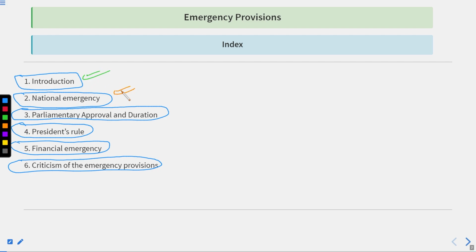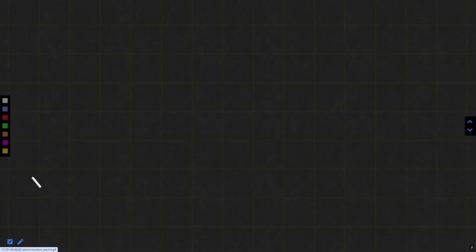We have been discussing the national emergency since the last lecture. The topics we haven't started, which we are left with, are the parliamentary approval and duration, president's rule, financial emergency, and the criticism of the emergency provision. In the last lecture, we had discussed the national emergency, which is provided by Article 352.